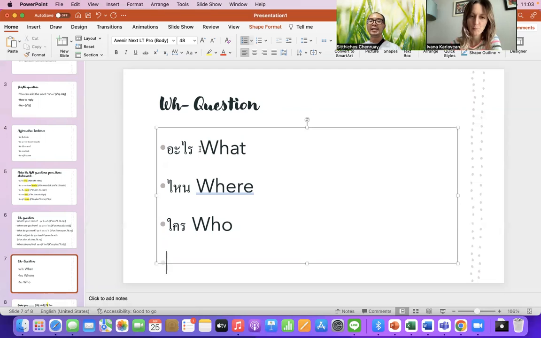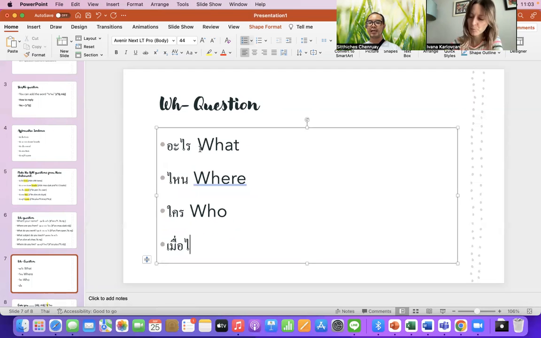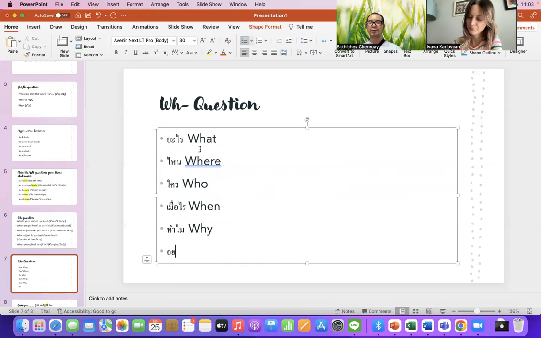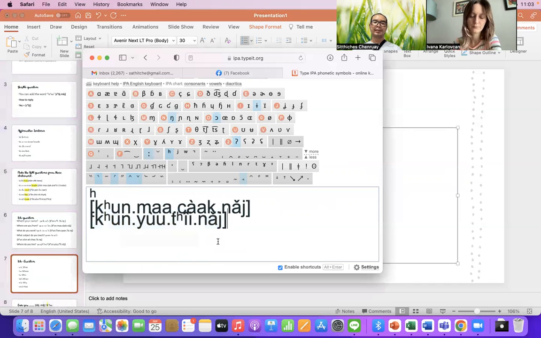And เมื่อไร? I will write Thai phonetic letters. เมื่อไร is when. อย่างไร. I use ทำไม first. ทำไม is why. And อย่างไร is how. Okay, I will use this word, อะไร.